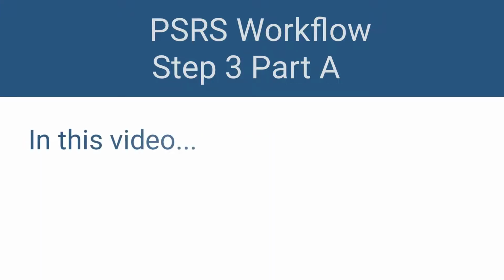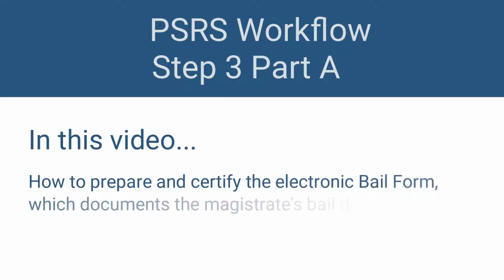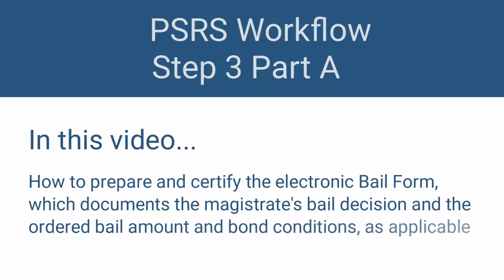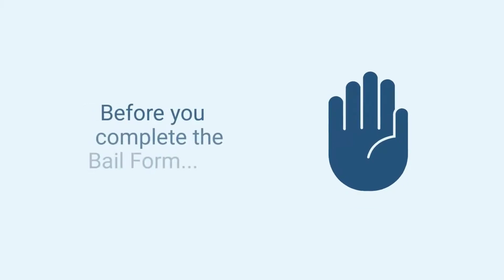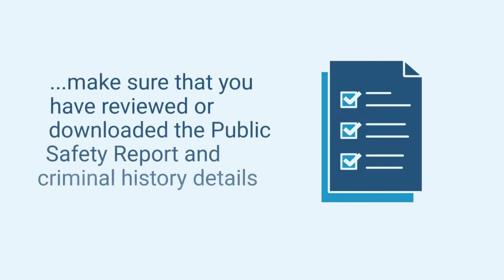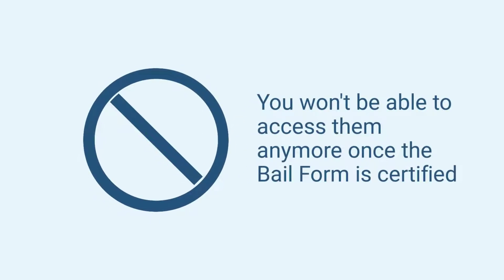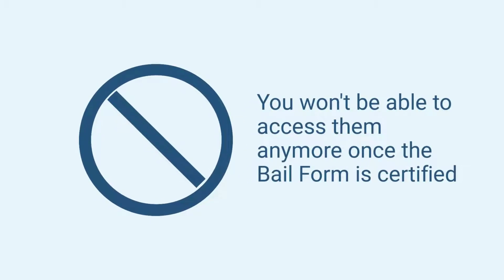In this video, you'll learn how to prepare and certify the electronic bail form, which documents the magistrate's bail decision and the ordered bail amount and bond conditions as applicable. Before you complete the bail form, make sure that you have reviewed or downloaded the Public Safety Report and criminal history details as shown in the last video, as you won't be able to access them anymore once the bail form is certified. Now let's get started.